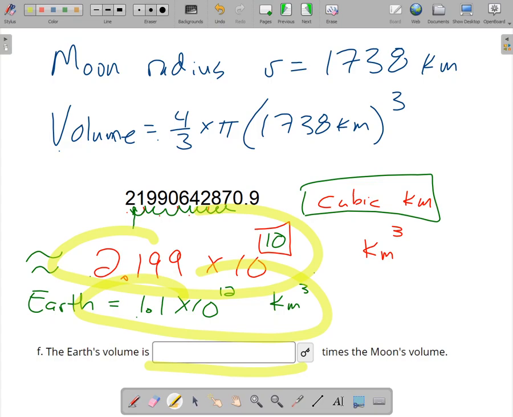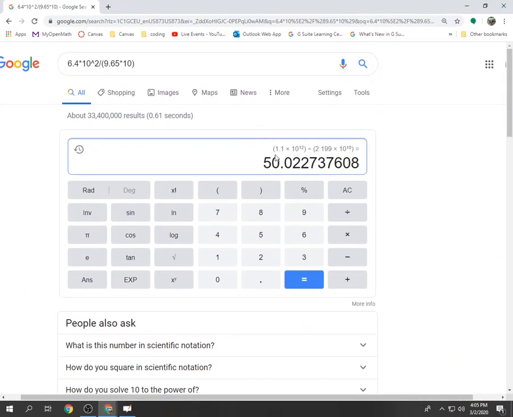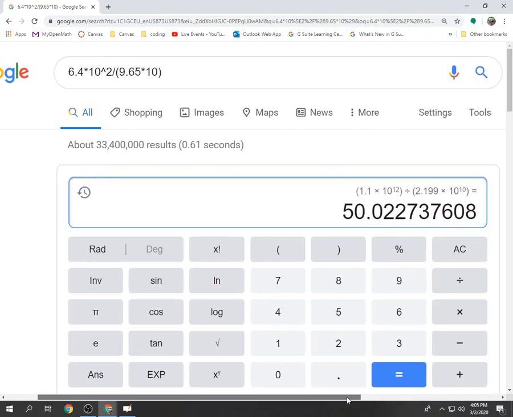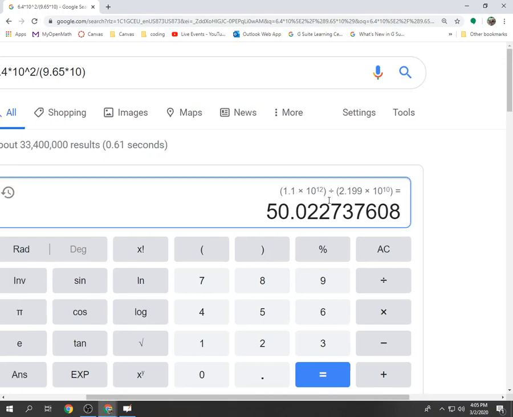Okay, so let's see what I did. It's kind of hard to see. Can I blow it up a little more? Can you see what I did? I want to take the Earth's volume and divide by the moon's volume because the Earth is bigger, and I'm comparing the Earth to the moon. The Earth was 1.1 times 10 to the 12th, and I want to divide by the moon, which was 2.199 times 10 to the 10th. Whenever you divide numbers in scientific notation, you've got to put them in parentheses, otherwise the computer confuses the order of operations. So I get the Earth is 50 times greater than the moon.